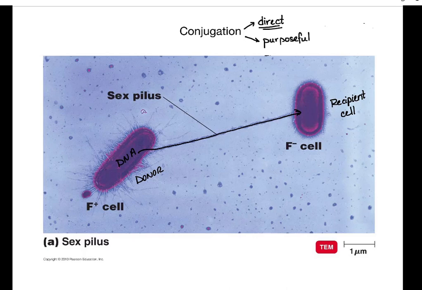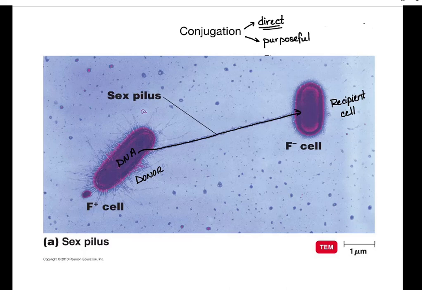And because it is a direct transfer, where both parties are willing participants, both the donor and the recipient, it is also purposeful. If we think about transformation, the donor cell has to die first before that DNA is released. So obviously the donor isn't really a willing participant in that. The bacterial donor is not purposefully giving up its DNA to a recipient. And transduction is a similar thing where the donor is not purposefully giving its DNA to a recipient. So conjugation is different from the other two mechanisms in that it is both direct and purposeful.